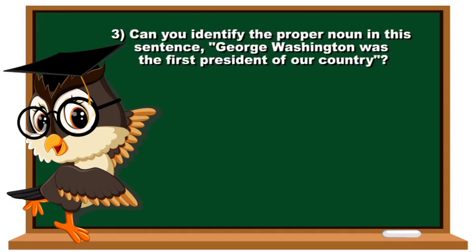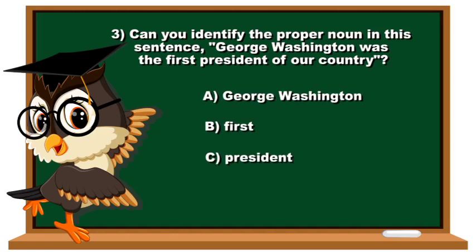Question 3. Can you identify the proper noun in this sentence? George Washington was the first president of our country. A. George Washington. B. First. C. President. D. Country. The correct answer is A. George Washington is the proper noun.